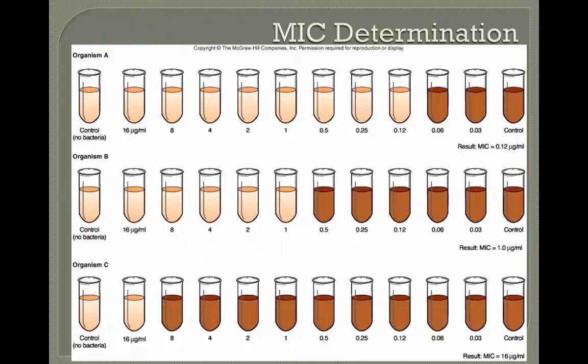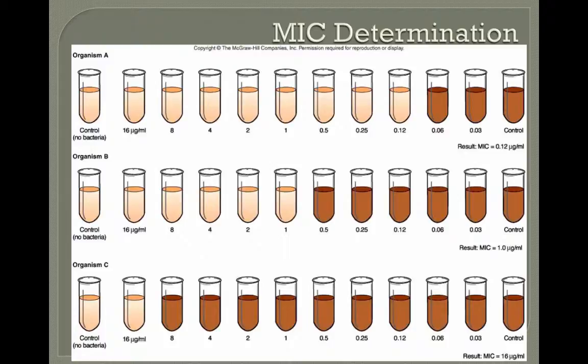So you are looking for turbidity in the broth, the cloudiness. Okay? So we're looking at organism A. The first tube is a control. There is no bacteria. In the second tube, they've added 16 micrograms per milliliter of broth of the antimicrobial, whatever that drug is. That's the concentration of the drug. 16 micrograms is a lot.